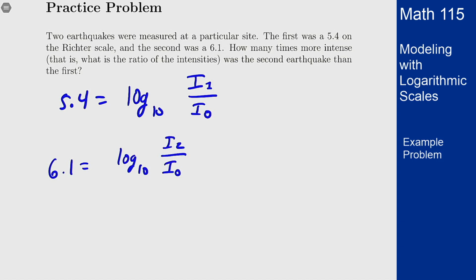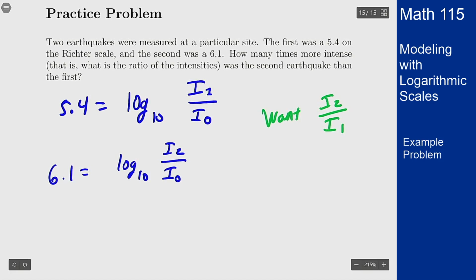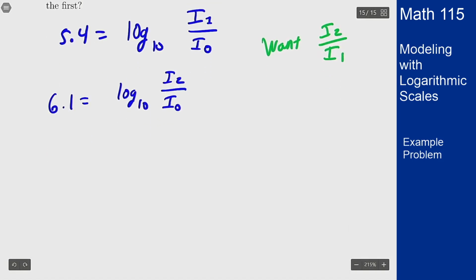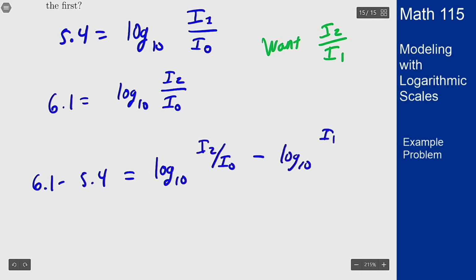Now, what do I want out of this? I want I2 divided by I1. That's the ratio I'm looking for to solve this problem. How can I get that? What if I subtract these two equations? If I do 6.1 minus 5.4, it's the same thing as log base 10 of I2 over I0 minus log base 10 of I1 over I0.